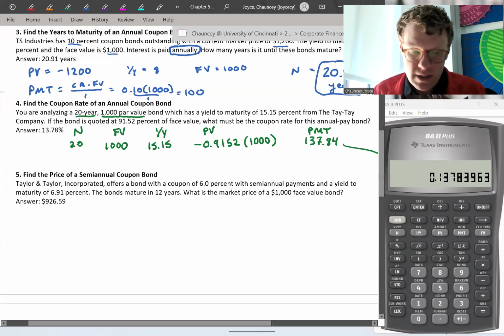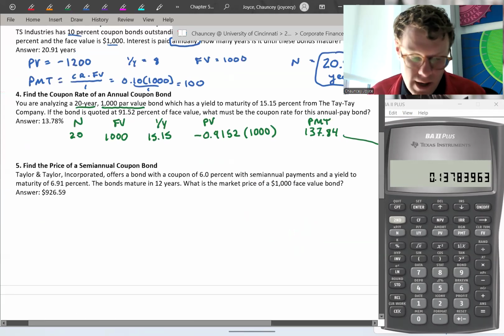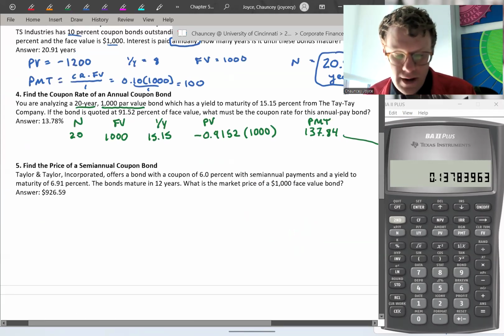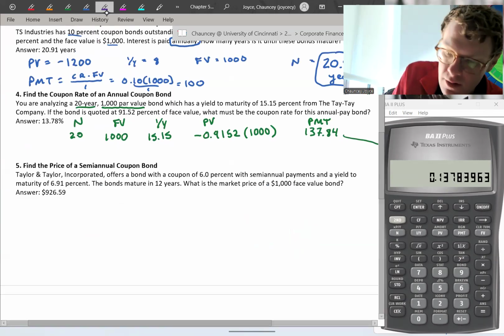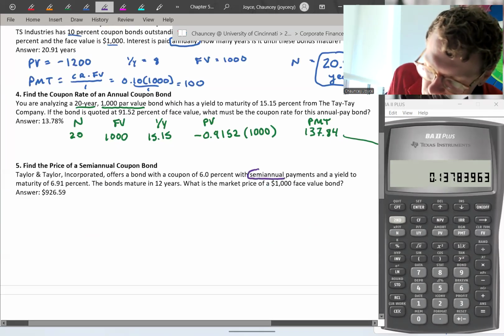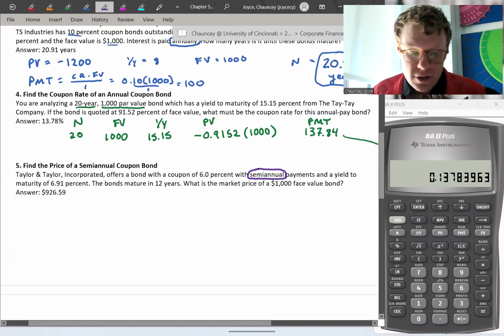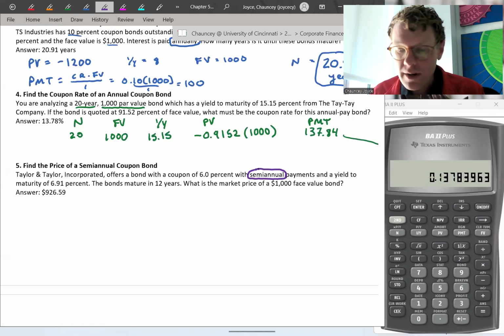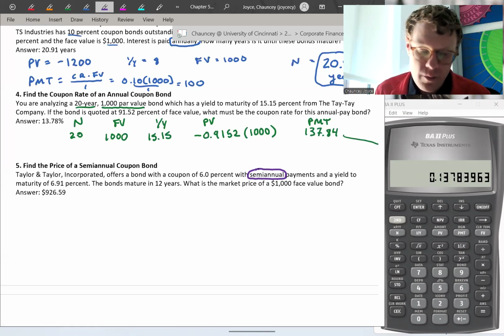That's a 2-step question. Now we're moving on to semi-annual bonds. Taylor & Taylor Incorporated offers a bond with a coupon of 6% with semi-annual payments, and this is crucial, circle that word, and a yield to maturity of 6.91%. The bonds mature in 12 years. What is the market price of a 1,000 face value bond?